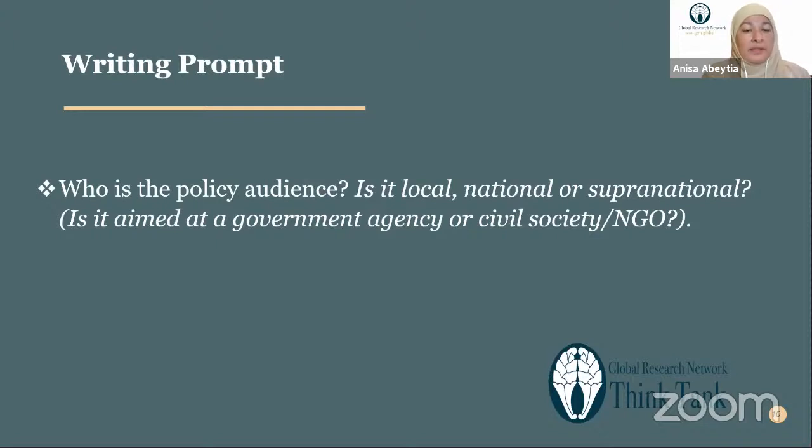Who is the policy audience? Is it local, national, supranational? Or is it not even aimed at a government agency? Is it aimed at a civil society or at an NGO? This is important because this will tell you where you're going to publish this particular memo, or who you want to send this memo to.